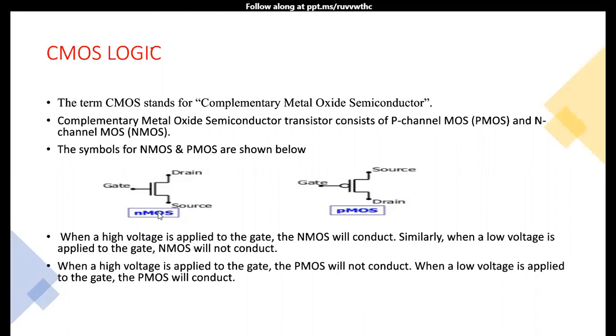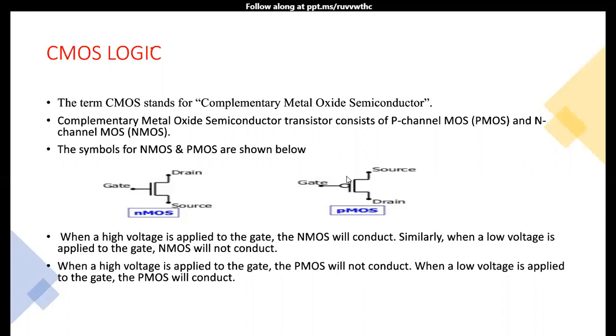Before going to the CMOS logic circuits, let us know one important point regarding NMOS and PMOS. If you apply high input to this NMOS transistor, it will conduct, hence it produces the high output. If you apply low input to this NMOS transistor, it does not conduct, hence it produces the zero output. That means if you give 1, it will produce 1 output. If you give input 0, it will produce 0 output.